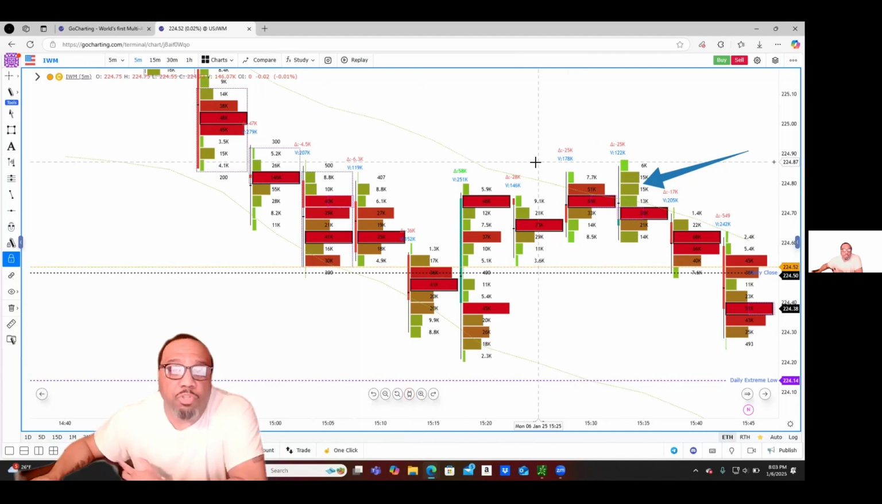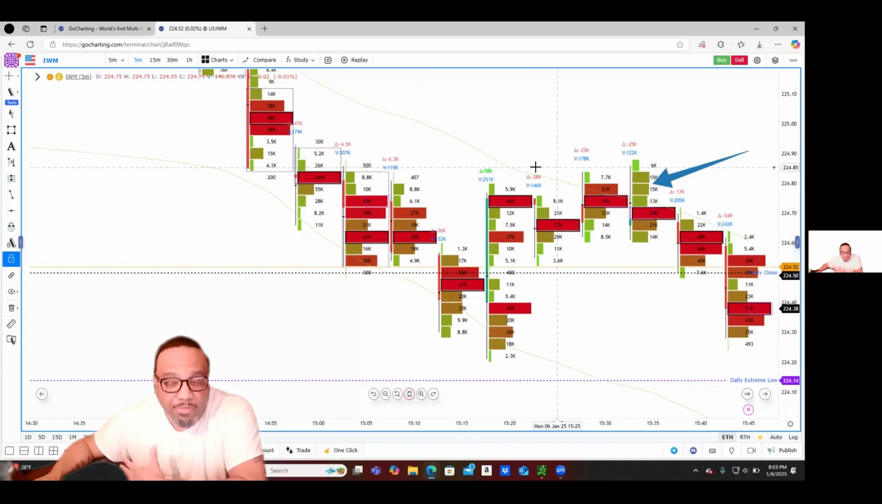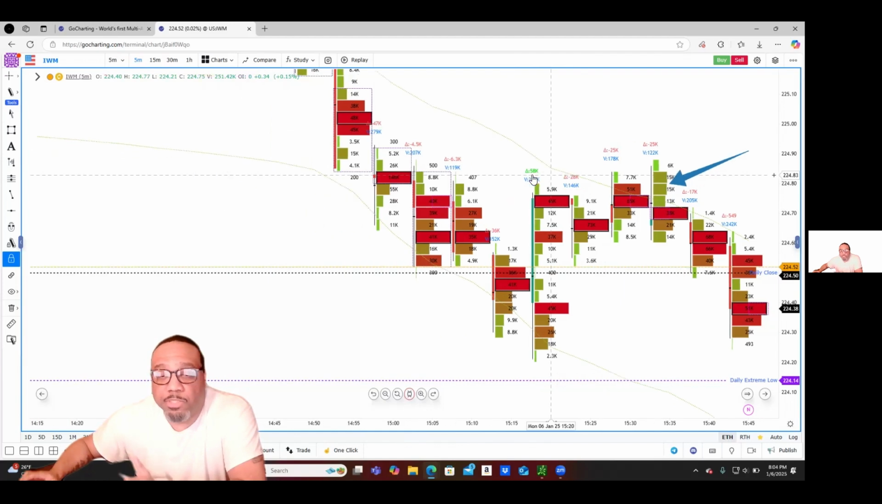I will say Go Charting charges a hell of a lot less than most platforms I've ever seen. With this information or this data, Go Charting only charges $20 a month. That is a lot cheaper than other platforms I've seen. I'm not going to name the other ones because it's not important. They charge way too much. I've seen other platforms charge up to 200 and more for the same information. So just think about that.